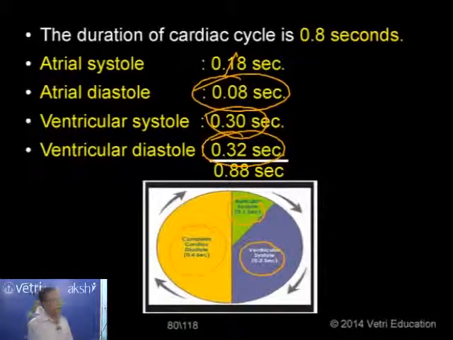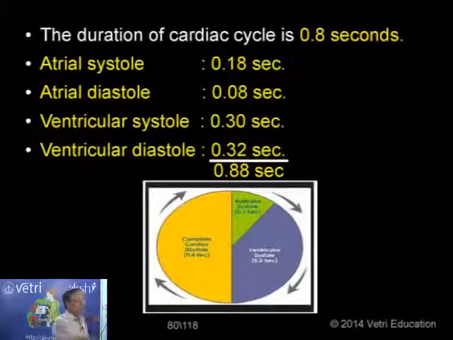I represent this in yellow color. The complete diastole is about 0.4 second, and here also the complete systole is equal to 0.4 seconds. So we have 50-50%. But out of the systole, the atrial systole is lesser in duration than the ventricular systole. The ventricular systole is about 0.3 second and the auricular systole is about 0.1 second.